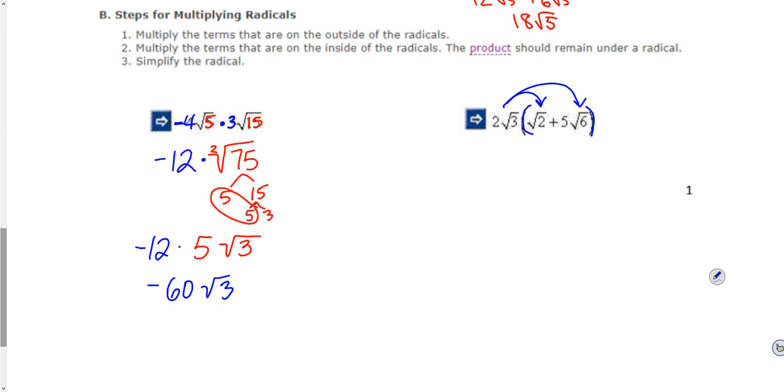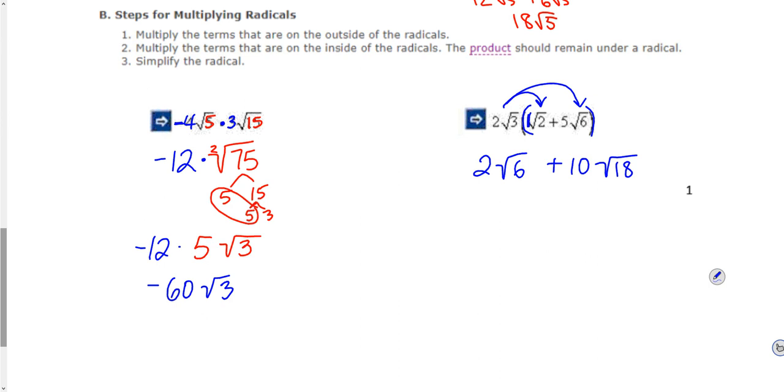So the first one, 2 radical 3 times radical 2. When you have a radical with nothing in front, it's like having a 1, just like when you have an x. So it's 2 times 1, that's 2. Radical 3 times radical 2 is radical 6. And then the second one, 2 times 5 is 10. Radical 3 times radical 6 is radical 18.